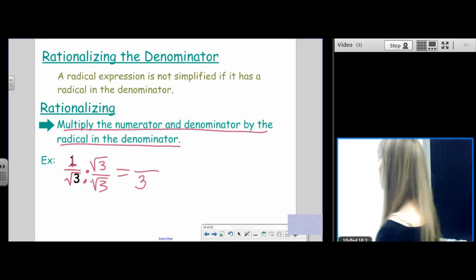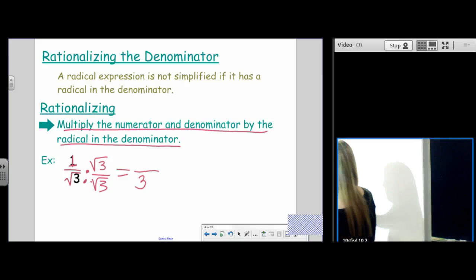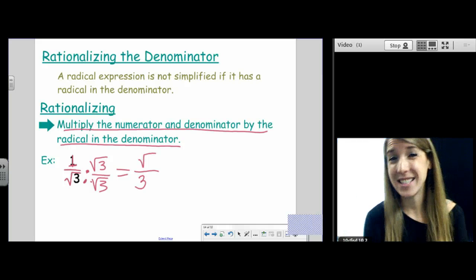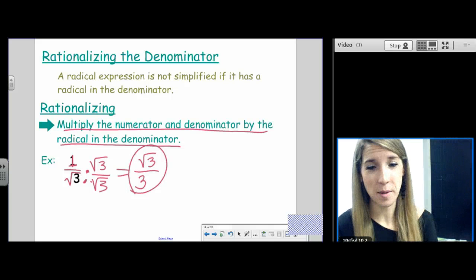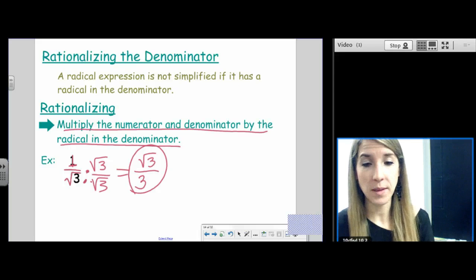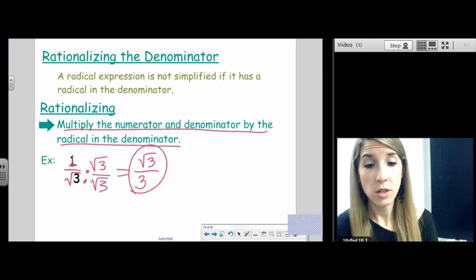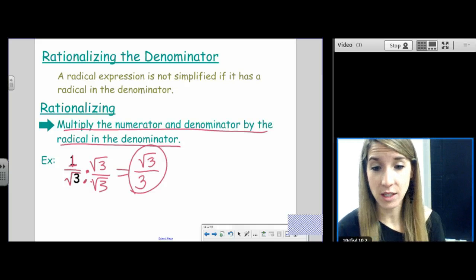And then you go across the top. 1 times square root 3 is just 1 root 3. And believe it or not, that is the simplified version, even though it looks a little bit more complicated than what we started with. Square root 3 over 3 would be the answer. Do we have any radicals in the denominator? Nope. Do we have any fractions inside the square root? Nope. So we are simplified.